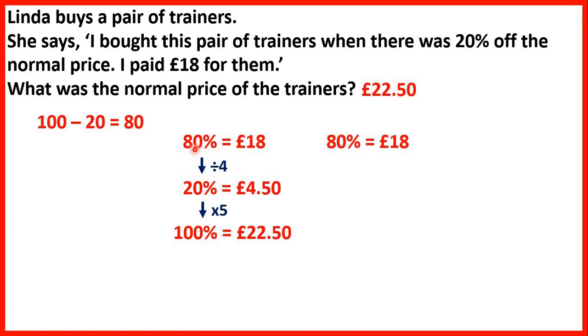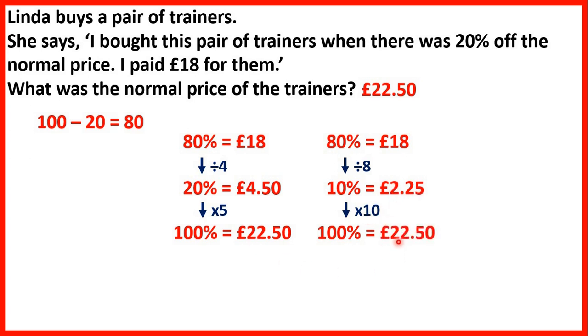We could also, if we know that 80% is £18, find 10% first. So 80 divided by 8 is 10, and if we divide £18 by 8, we'll get £2.25. And then, to find 100%, we can multiply by 10, because 10 times 10 is 100, and if we multiply £2.25 by 10, we'll again get £22.50 as our answer.